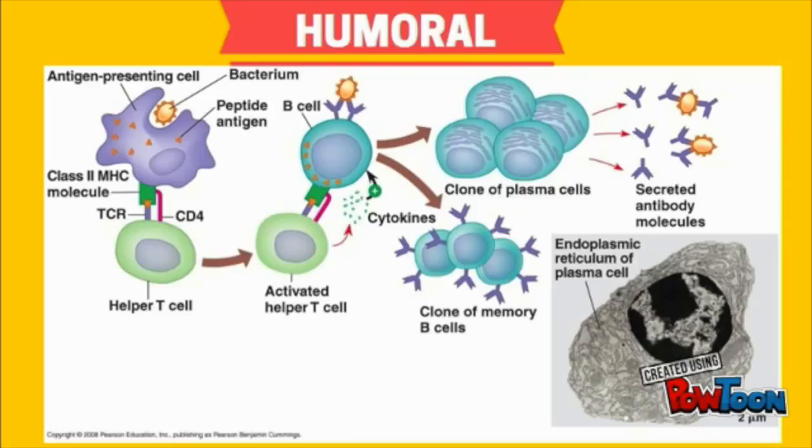After it activates the B cell, which then differentiates into plasma and memory cells, the plasma form is the one that secretes antibodies, which can then participate in the marking of pathogens for destruction.